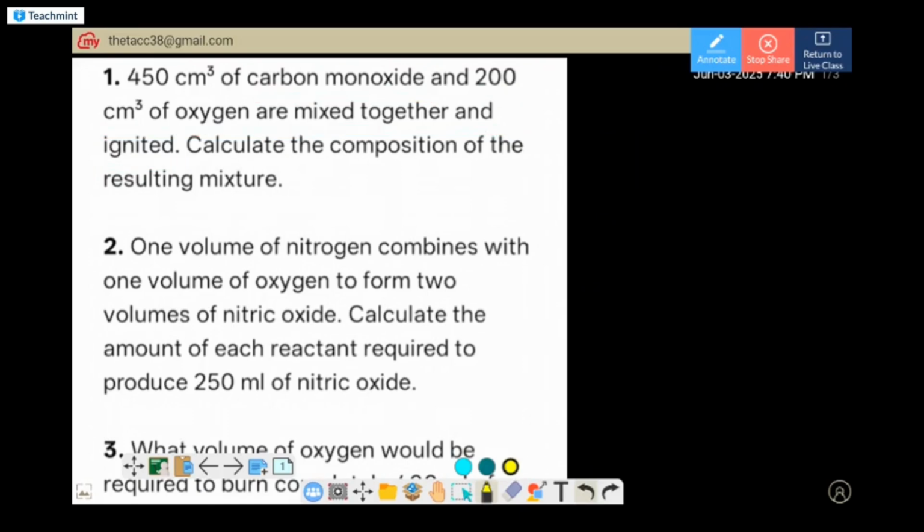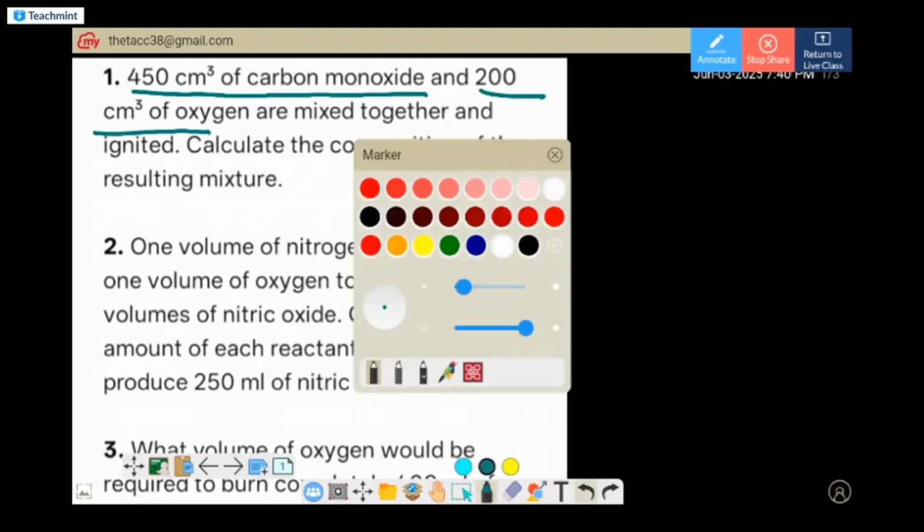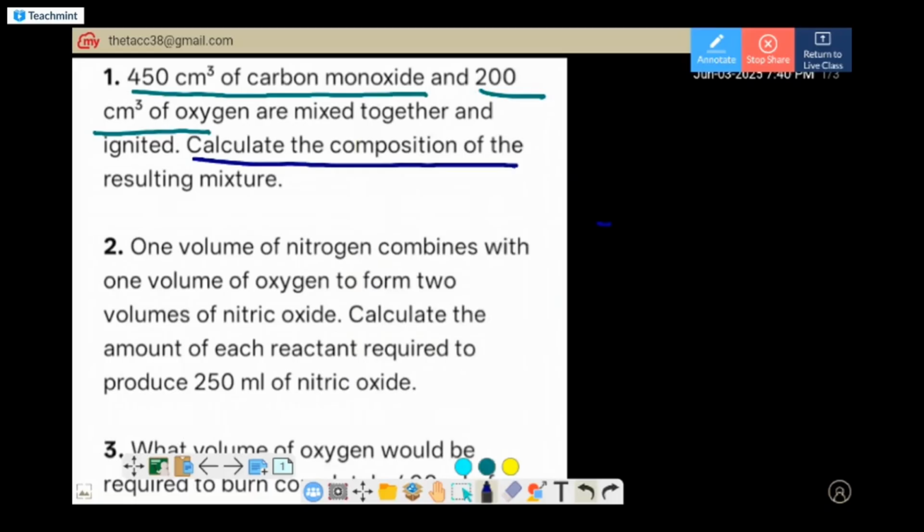Okay. Now, what is given here is the sample of carbon monoxide and oxygen. They both are available with us. And we need to find how much is the composition of the resulting mixture. So whatever you're going to get towards the end, if you're getting carbon dioxide, then when they ask you composition, that means how much carbon dioxide has been obtained in volumes. So that is what the question demands here.